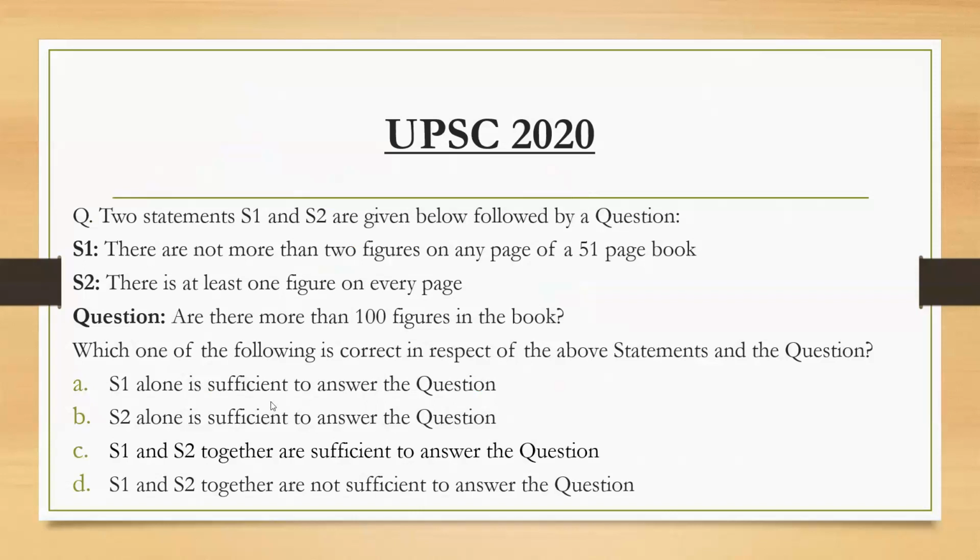Okay. So here the question is, are there more than 100 figures in the book? Okay, this was asked in your UPSC 2020. Now again, two statements given. Statement 1: there are not more than 2 figures on any page of a 51-page book. And statement 2 says there is at least one figure on every page. So which statement answers your question? Are there more than 100 figures in the book?